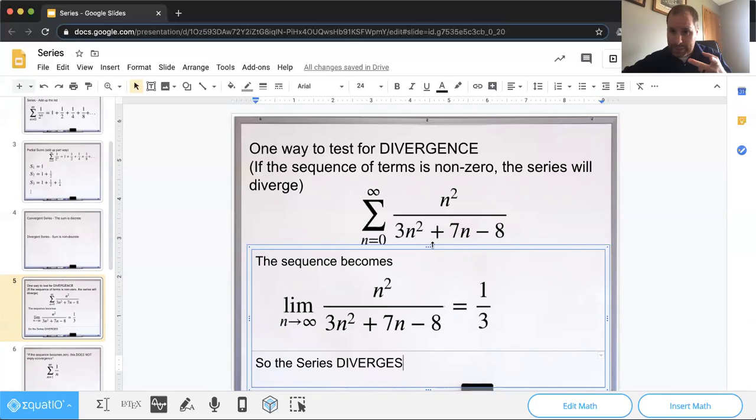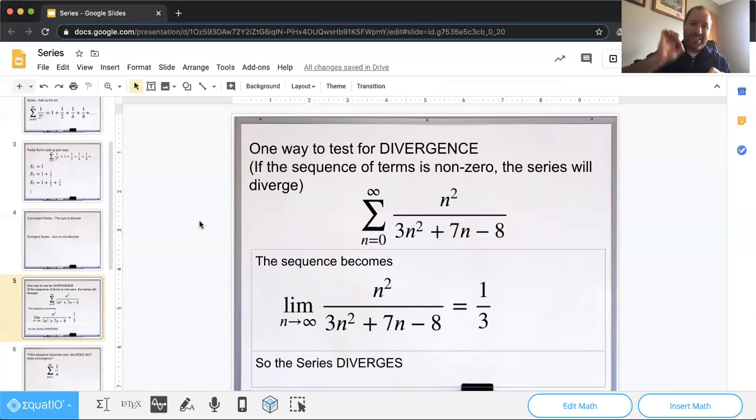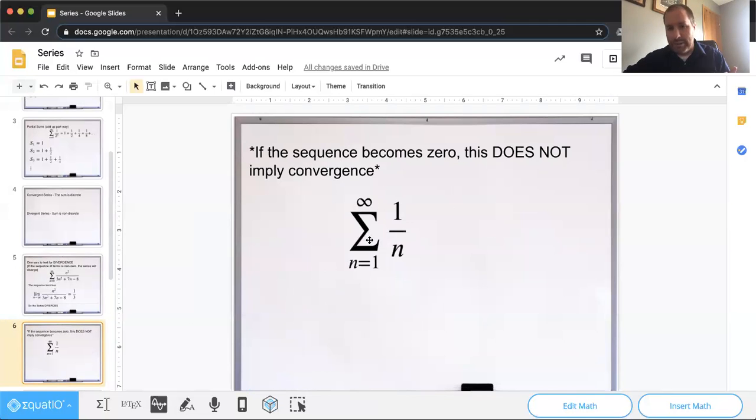Now, on the flip side of that, we do have to be a little bit careful. This is only a test for divergence. This test does not work to show that a sequence or a series converges. And we can still test this, right? So I put this example here, 1 over n, so basically 1 over 1 plus 1 over 2 plus 1 over 3 plus 1 over 4 plus 1 over 5 and so on.